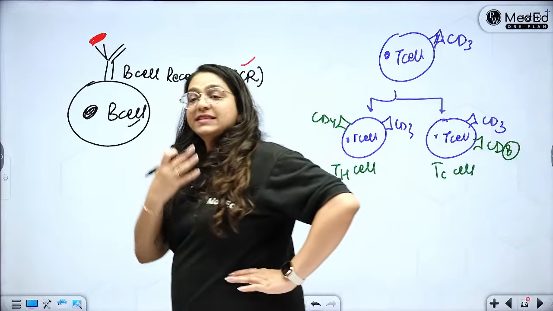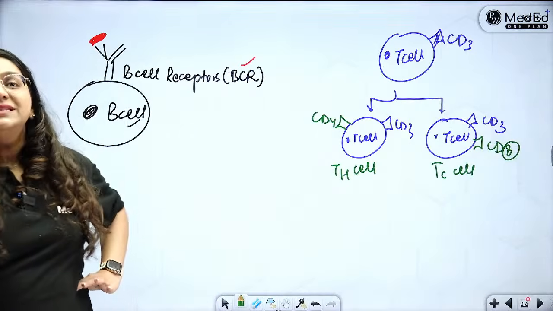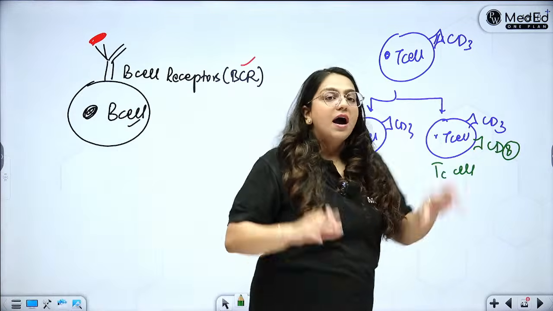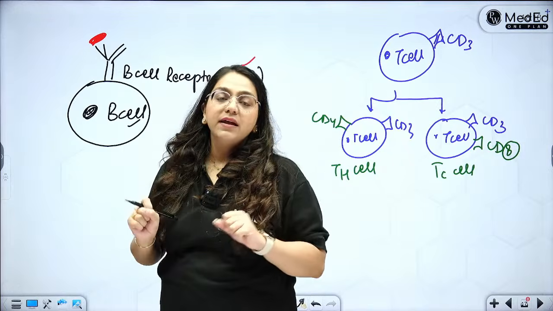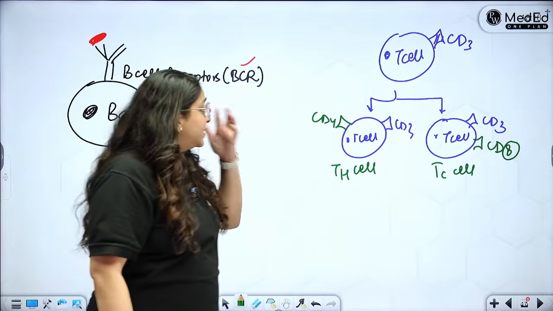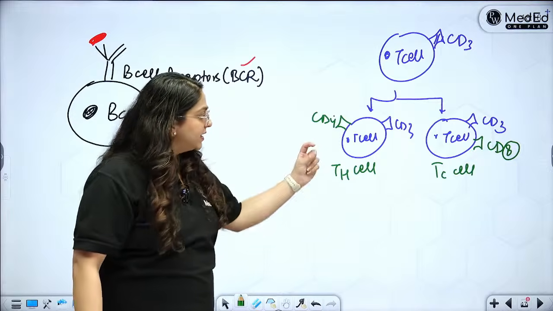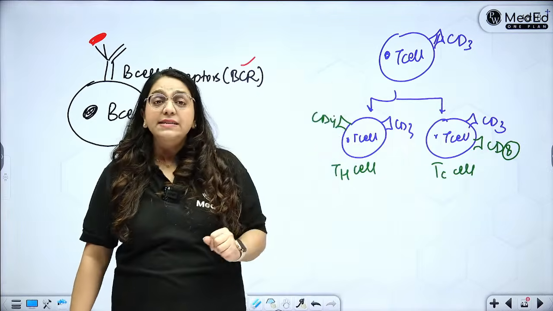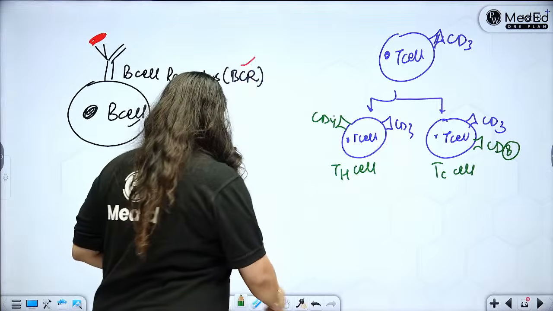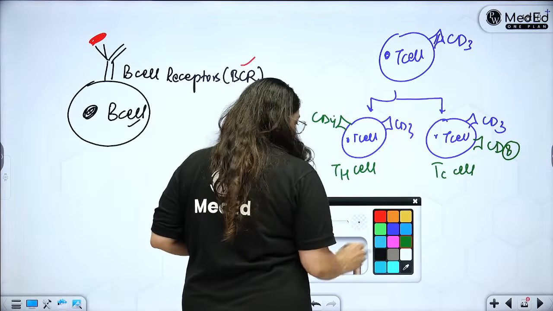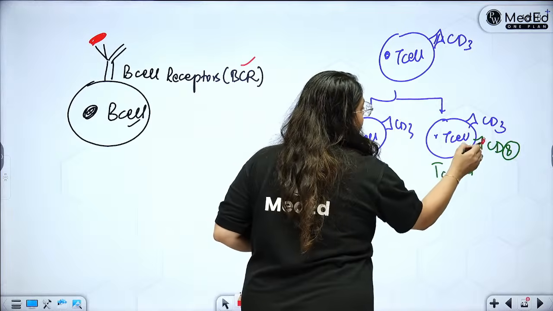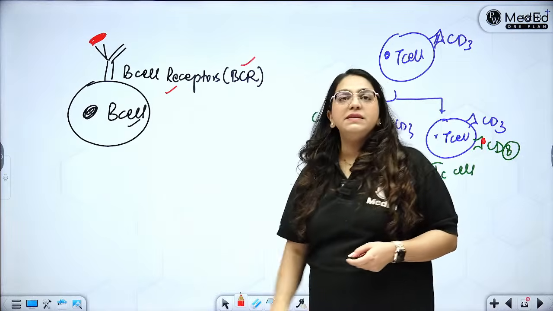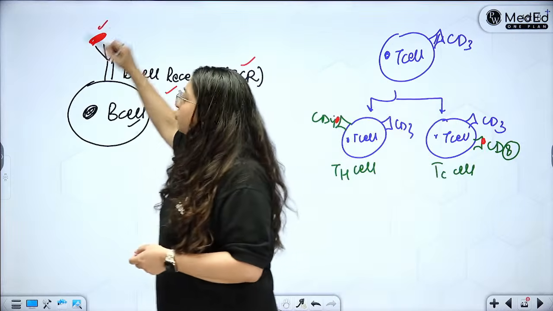So these are all the receptors which are present on the surfaces of these cells. If I look at a cell and I see the CD3 marker, I know it's a T cell. When I look at a cell, I see CD3 plus CD4, I know it's a T helper. I look at CD3 plus CD8, I know it's a cytotoxic T cell. What is the function of CD4 and CD8? They also bind to the antigen. Similarly, I look at a cell, I see B cell receptor, I know it's a B cell. What is the function of B cell receptor? To bind to the antigen.